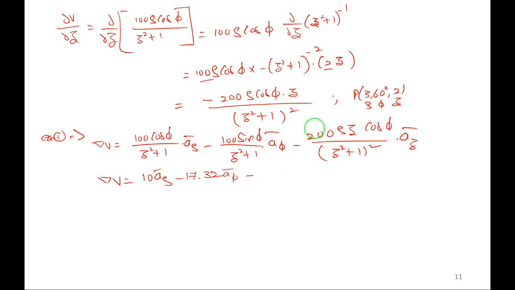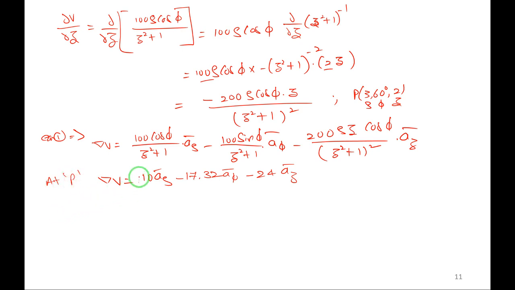Then we will calculate this numerator 200 into rho. Rho is 3 into z is 2. Rho into z into cos phi. Cos phi is how much? Cos 60. So divided by z square plus 1. So z is how much? 2 square plus 1, 5 square. 5 is 25, right? So I am getting it as 24. This is at point P.